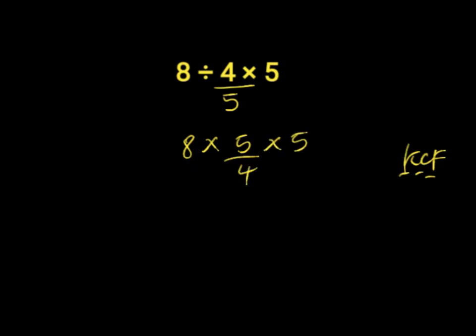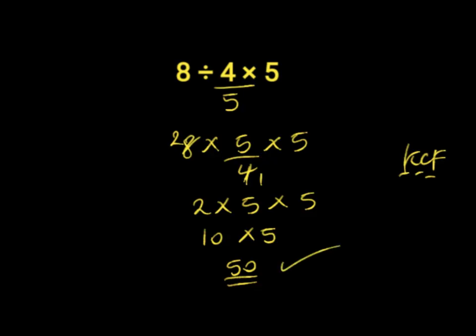multiply by 5 here. Now we are going to simplify. 4 into here 1, 4 into 8 2. Then we have 2 times 5 times 5. Now we move from our left to our right. 2 times 5 will give us 10. Then we have 10 times 5. 10 times 5 is equal to 50. 50 is the right answer to this question.